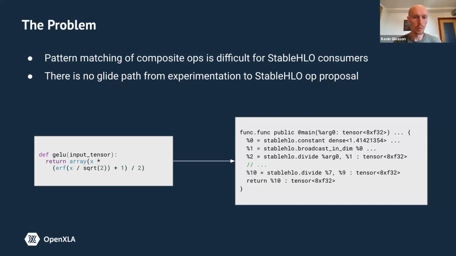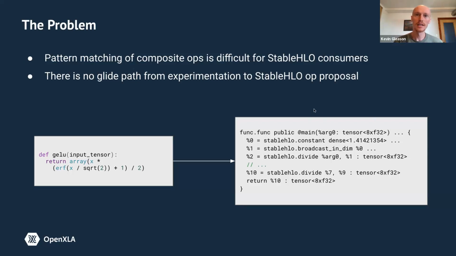And one thing we currently do for some of these ops that can be decomposed into StableHLO is we put them in the CHLO dialect. But we feel that CHLO might be too high of a bar for experimentation. There's not really a good glide path to go from experimentation to figure out that an op design has some validity, and then to eventually make it into an op proposal to be added to either CHLO or StableHLO. So trying to make a smoother glide path is another goal of this design.